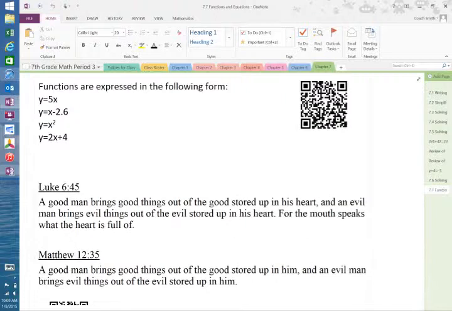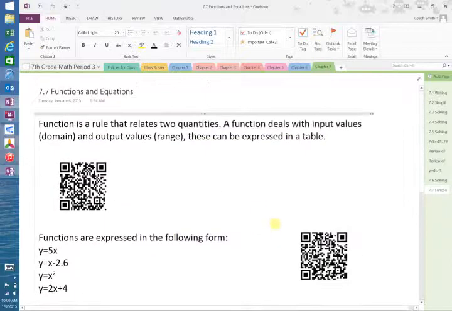I did like that one of the groups did understand. I don't remember which one it is, but they did comprehend what the verses meant along with the functions. But we need to talk about functions.